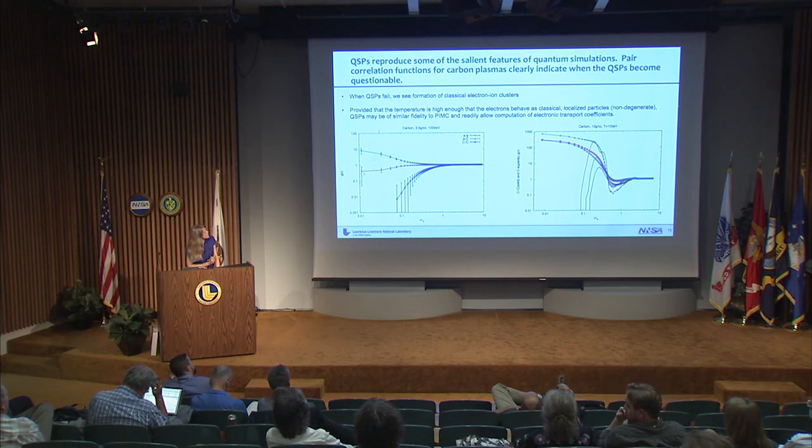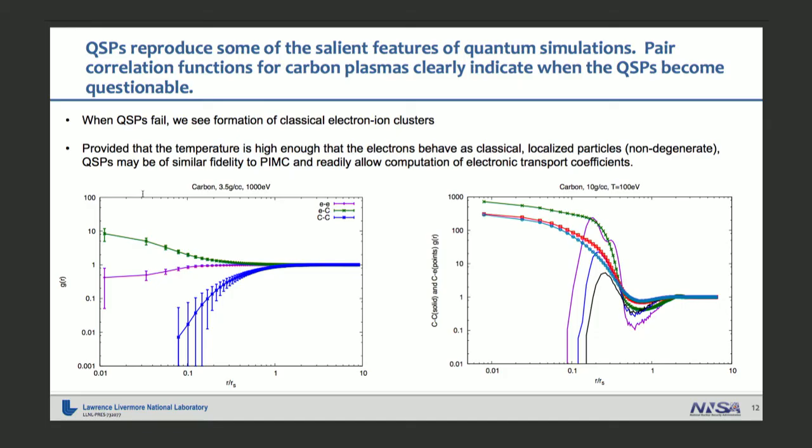So these are some examples of what the pair correlation functions look like. On the left, I'm showing the 3.5 grams per cc calculation at 1000 eV, and on the right, carbon at 10 grams per cc and at 100 eV. The calculation on the left went along just fine, and this green curve is the electron-carbon pair potential. You see there's a strong correlation between the electrons and the ions, even at very high temperature. The electron-electron correlation function is pretty flat. The electrons are fairly weakly coupled. It decreases a little bit at small r due to the repulsion.